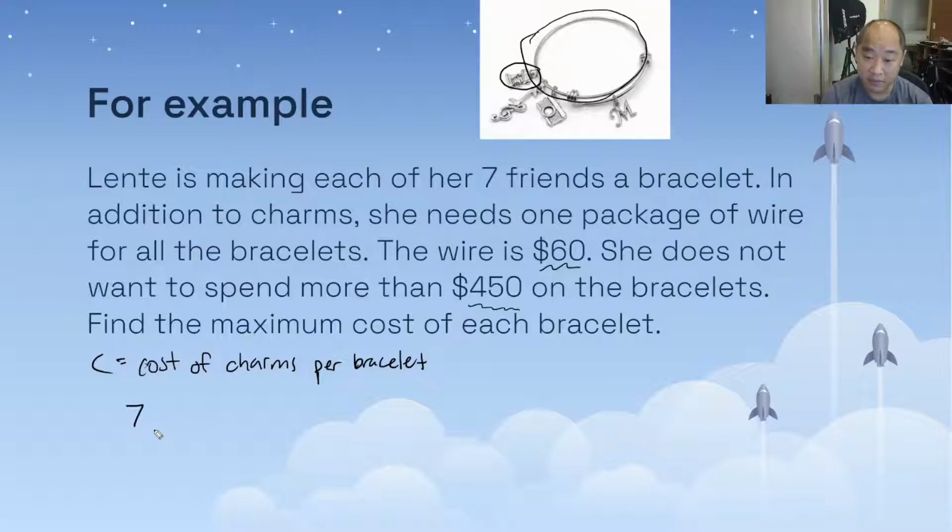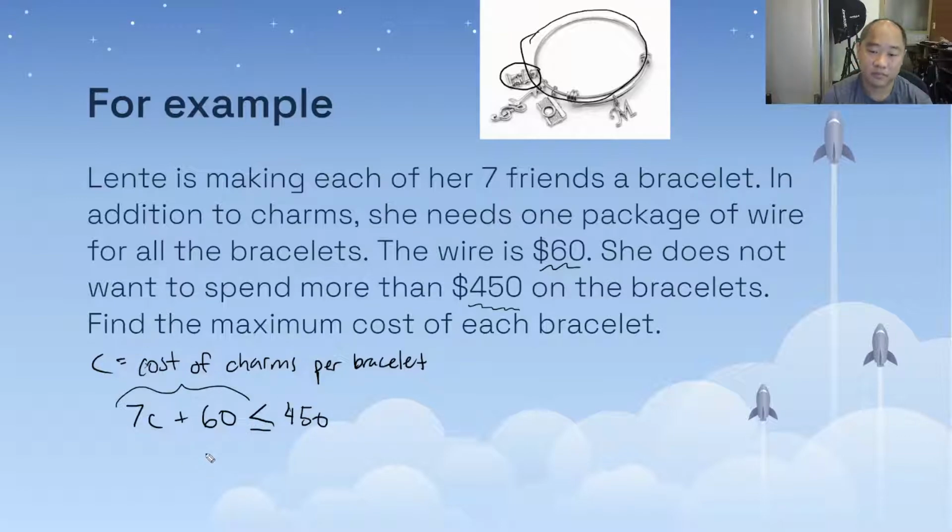So there's going to be 7 people. Each person is going to get some charms. That's going to cost some money. Plus, she already spent $60. And she does not want to spend more. She wants this amount on this side. This is the total cost, right? She wants to be less than. She does not want to spend more than $450. So she can spend $450. So we can put an equal here.